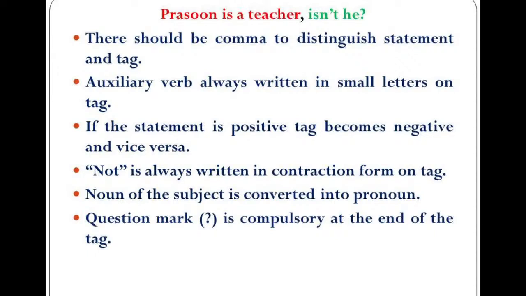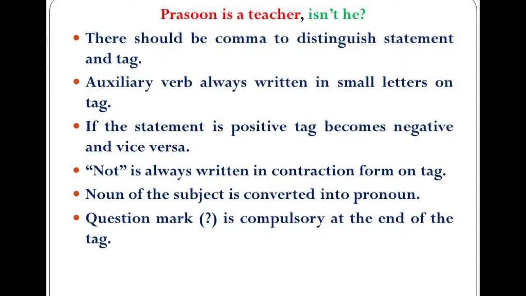Next rule: the auxiliary verb is always written in small letters in the tag. You can see is on the tag side, written in small letters. Do not capitalize your auxiliary verb in the tag. Do not ever capitalize your auxiliary verb in a tag. We always use small letters for the auxiliary verb in a question tag.